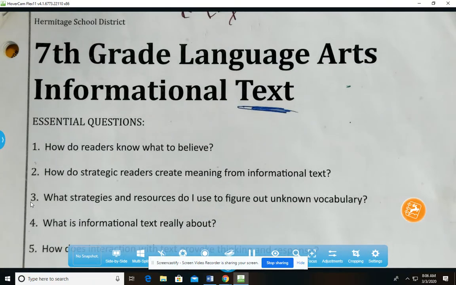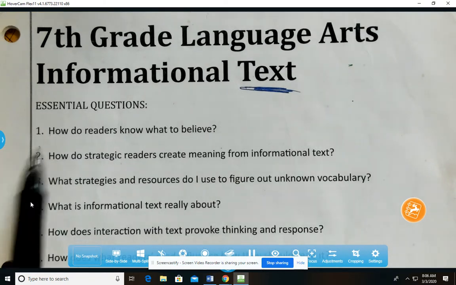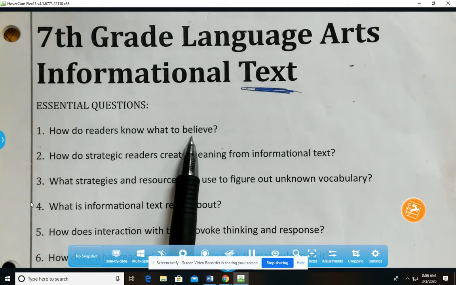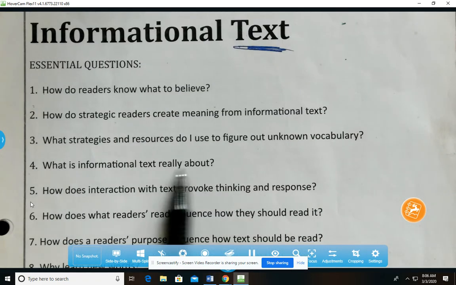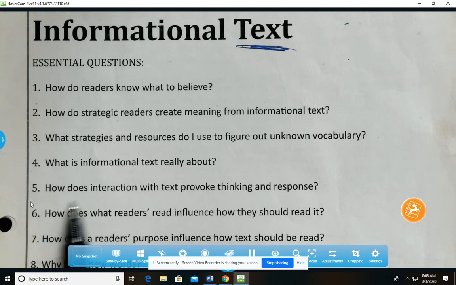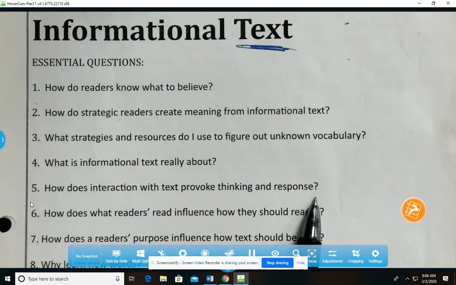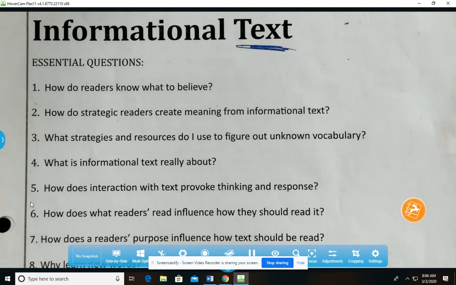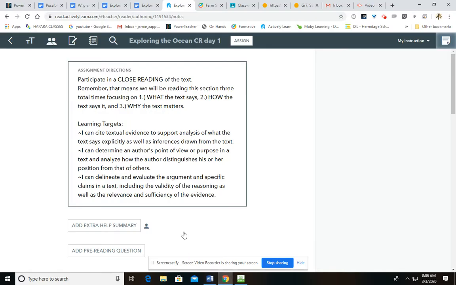Hello, today we are in the informational text packet and we're going to be looking at essential questions. Number 1, how do readers know what to believe? Number 4, what's informational text really about? And number 5, how does interaction with text provoke thinking and response? As we answer these questions, we're going to be participating in a close read of Exploring the Ocean from yesterday.